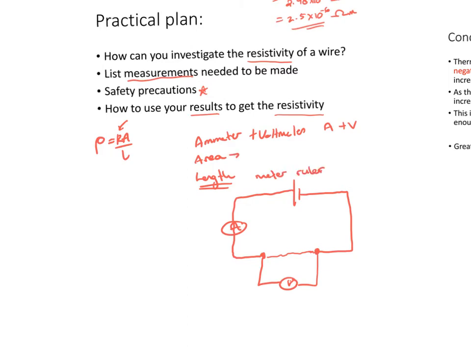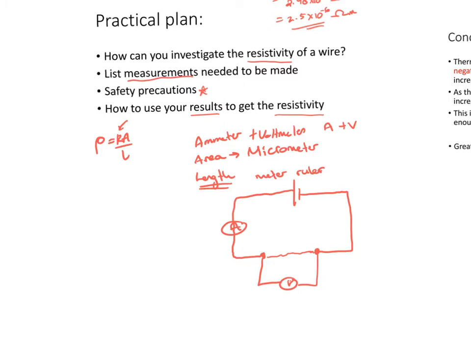But for the cross-sectional area, you will need to use a micrometer because our rulers cannot measure the diameter of a tiny wire. So what we do need to do is use a micrometer. I will show how to use that in class, but it makes measurements that are very, very small, so it can measure to the millimeter.